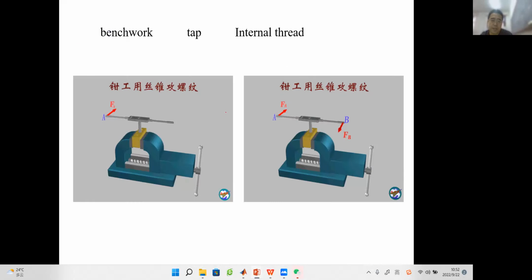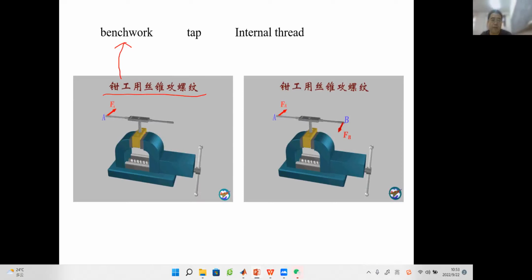So actually, it's just two pictures, and here you may be confused by this Chinese sentence. Maybe I can read it for you. 钳工, 钳工 means a kind of worker. So in English, it means bench work. We Chinese call that 钳工.